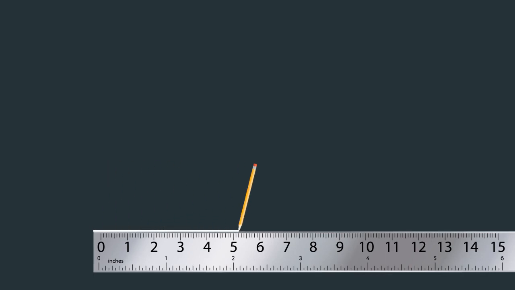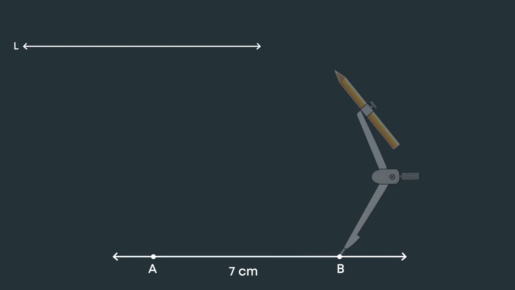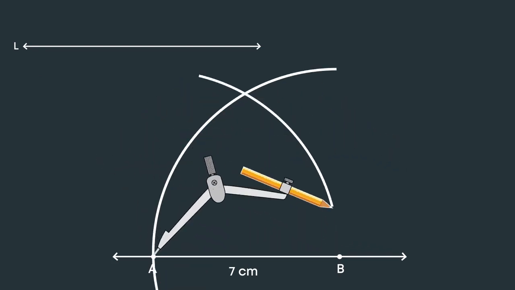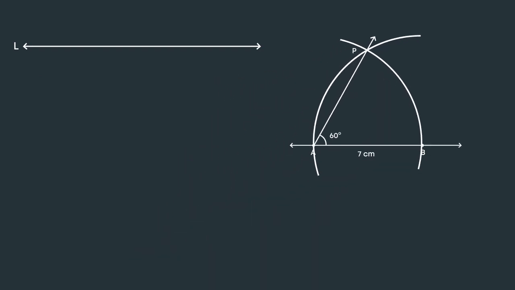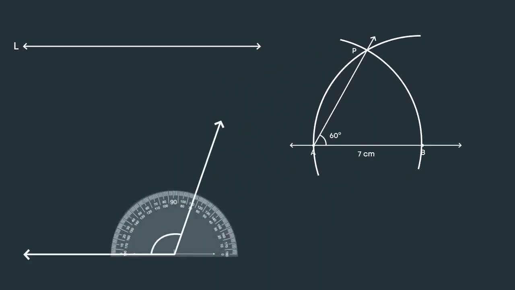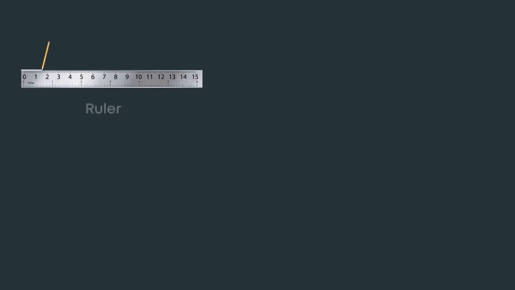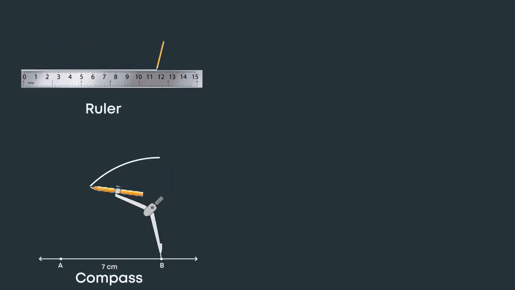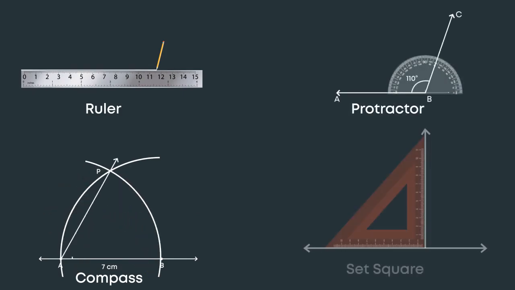Using the tools from the geometry box, we can draw lines and angles of given measure. Drawing different geometrical shapes using the tools such as ruler, compass, protractor, set square or divider is called a construction.